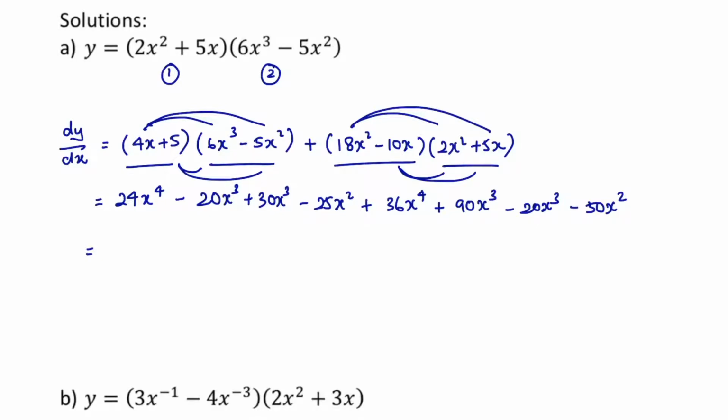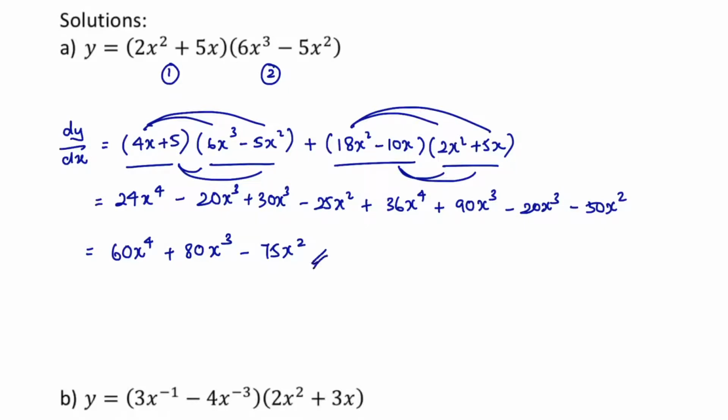Okay, so I will have the x power 4 terms, that will give me 60x power 4. Okay, negative 20 plus 30 will be 10, plus 90 will give me 100, and minus 20, that will give me positive 80x cubed. And for my x squared, I have negative 75x squared.